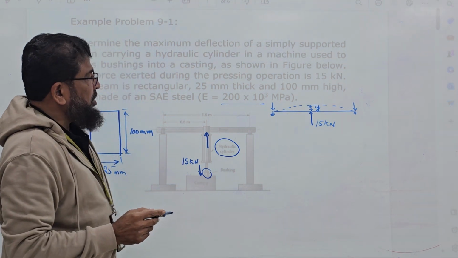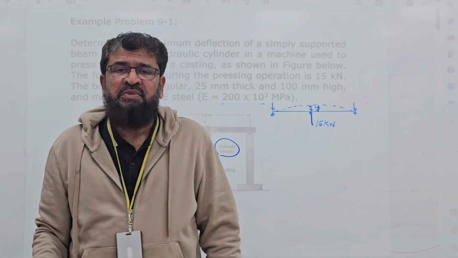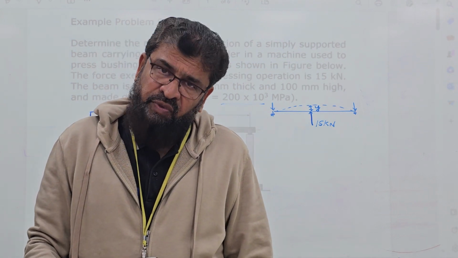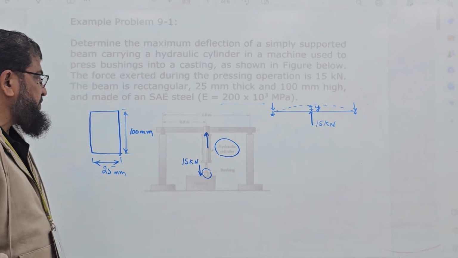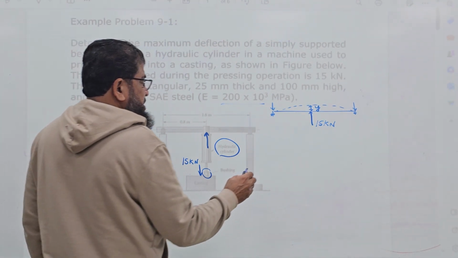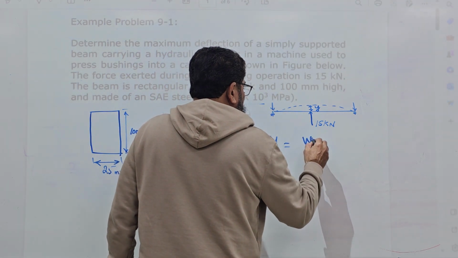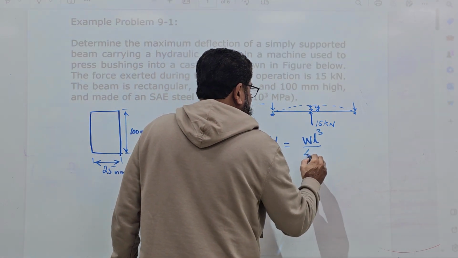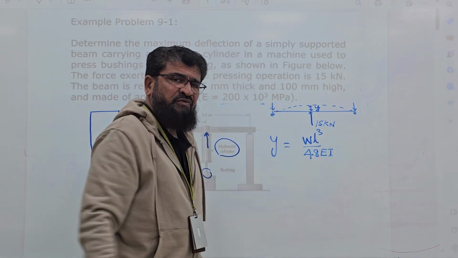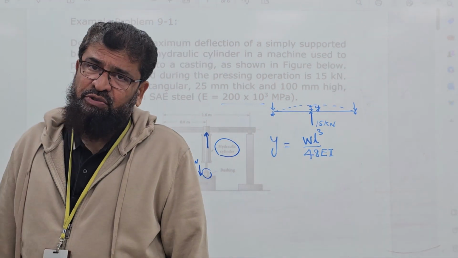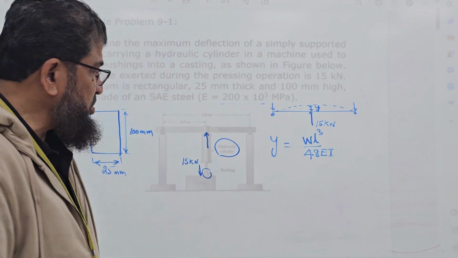Now what equation will I use? I will use the equation of deflection of beams for a point load on a simply supported beam. So what is the formula? The formula is y is equal to WL cube by 48 EI. From where did we get this formula? We get this formula from the derivation. We derived it actually; it is in another video. So you need to remember this formula if you want to solve this problem.